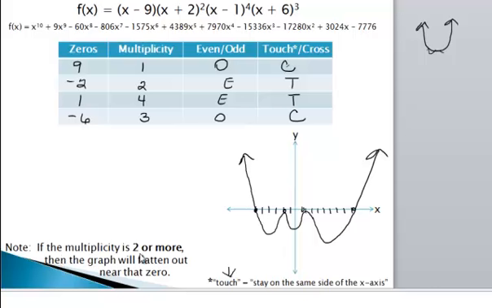Keep in mind that if you do have a multiplicity of 2 or more, the graph will flatten out near that 0. So for all of these, it actually gets a little bit flatter at those points. So this would be a little bit flatter here, closer to the x-axis, and also at 1 and -6. So it gets a little bit flatter here, and here not so much because it's just going straight through that one.